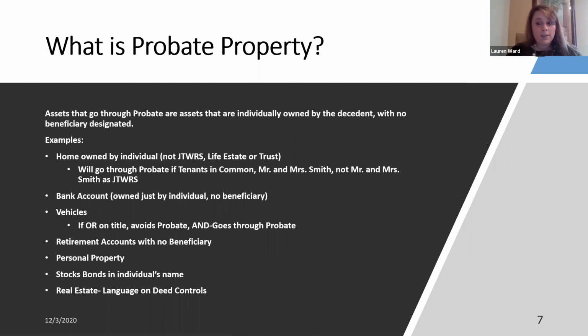Bank accounts are a lot of things that run through probate, and that's if the bank account is owned by an individual with nobody else. There's no joint ownership. It is just this one person. And that bank account doesn't have a beneficiary on it. So the account isn't payable on death or transferable on death or isn't owned by a trust, then it's going to go through probate. Vehicles are very common probate property.